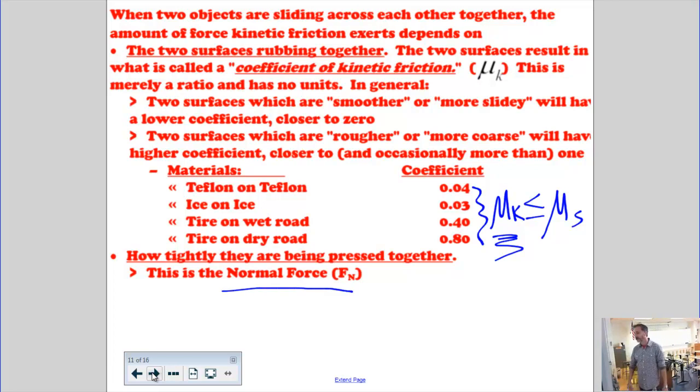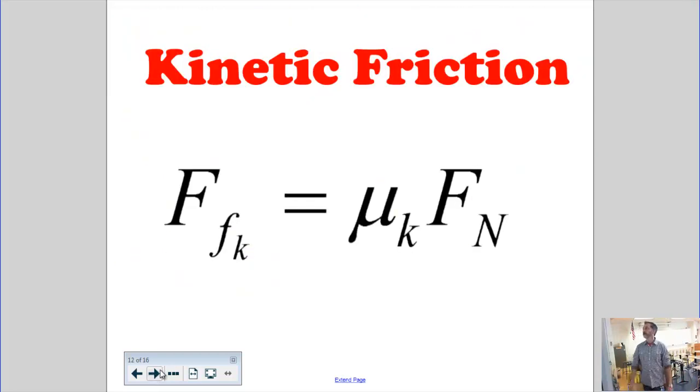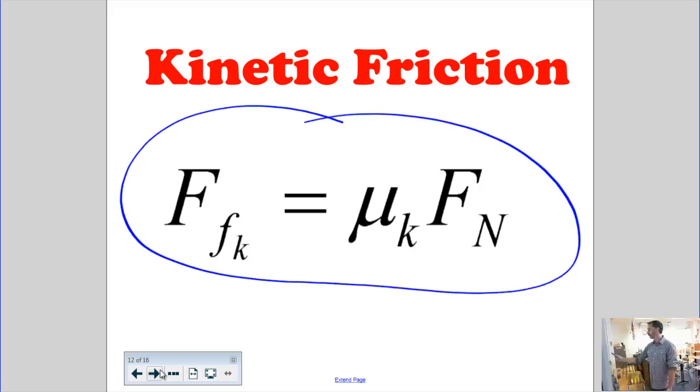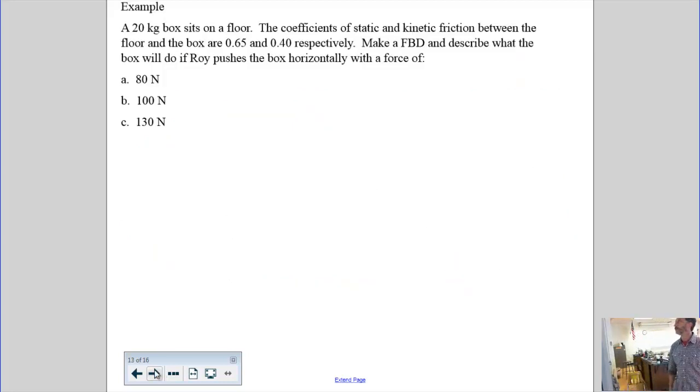All right, now the nice thing about kinetic friction is, unlike static friction, your kinetic friction is a fixed value. So once your object is sliding, automatically you can find your kinetic friction by using this equation. You just multiply whatever your coefficient of kinetic friction is by your normal force. Okay? So, for example, in this last problem we had figured out that 130 newtons would get the box moving, right? So this is that example I said we have to come back to.